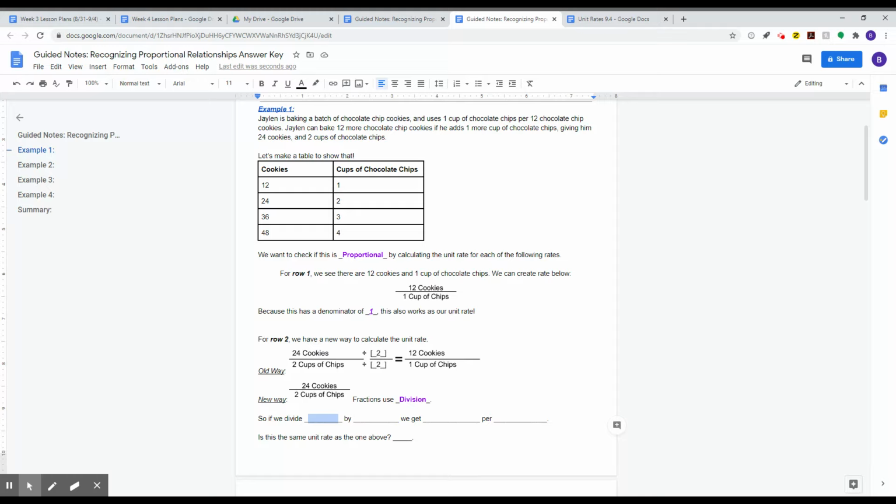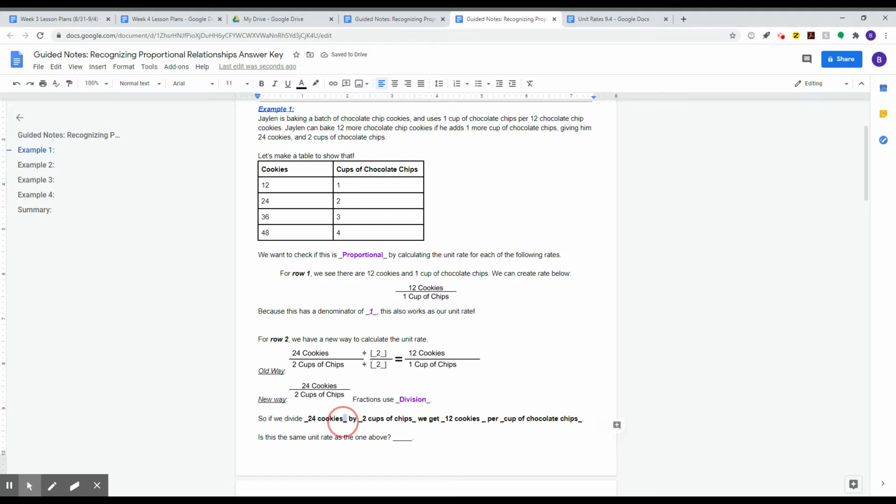Since fractions use division, that's why I can divide. Fractions are just division. We divide 24 cookies by 2 cups of chocolate chips, and we get 24 divided by 2 is 12 cookies per cup of chocolate chips. Perfect. Okay, and I'm just going to bold this whole thing. You guys are allowed to do that too.